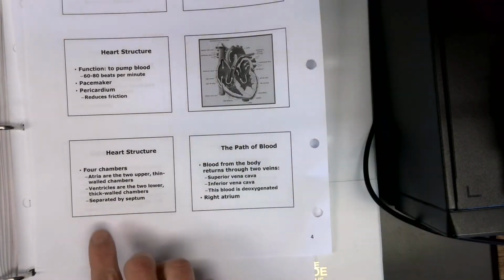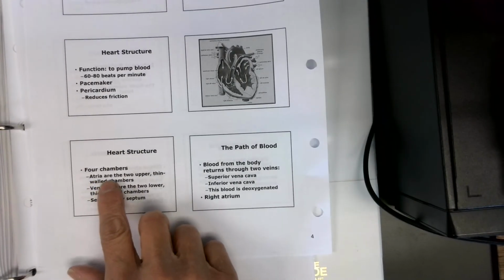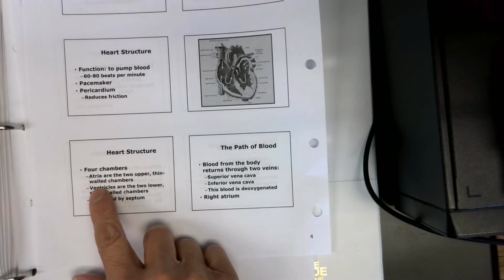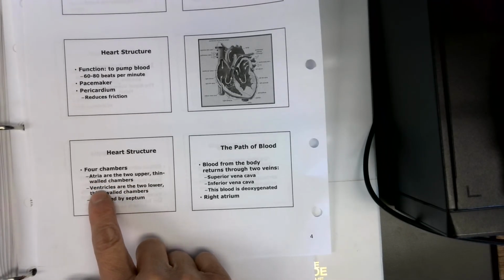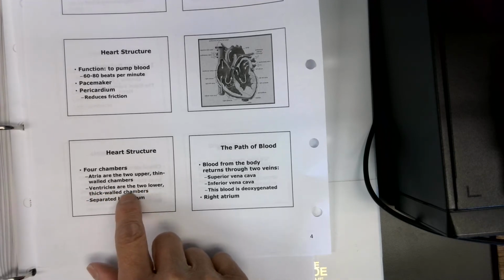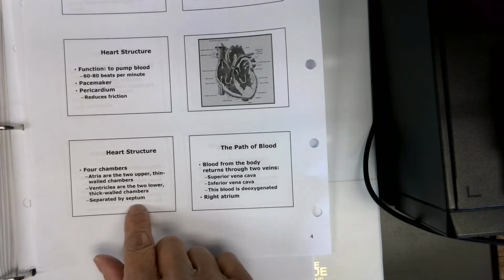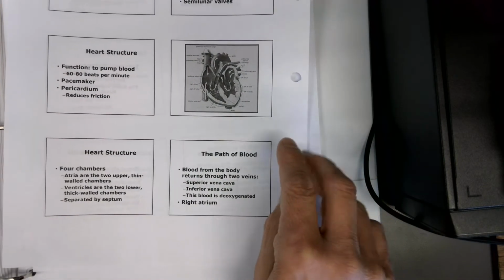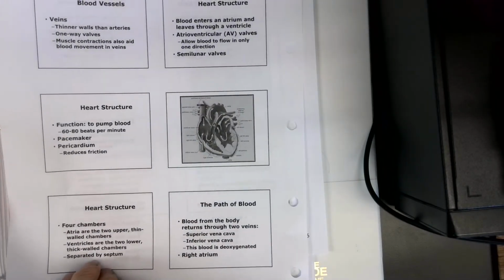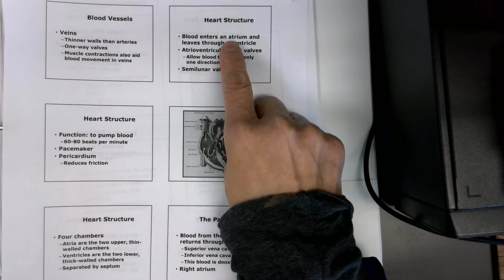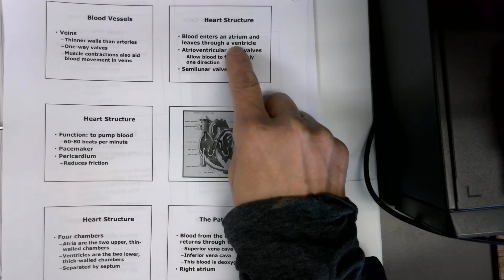We have 4 chambers in our heart. 2 of them are upper chambers called atria, and 2 of them are ventricles, lower chambers of the heart, a little bit thicker walled. And we have a division between the 2 parts of the heart called the septum. When we look at the heart, blood enters through the atrium and leaves through the ventricles.